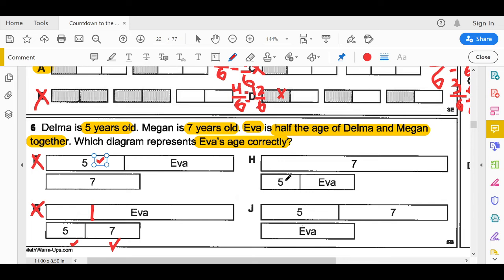Letter H, we have a number 5 here. We don't have a 7 next to it, and actually we have the 7 on top here, and it's very big, so this is not a good diagram.